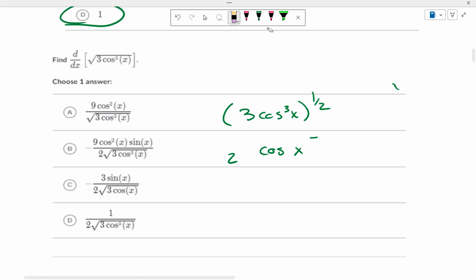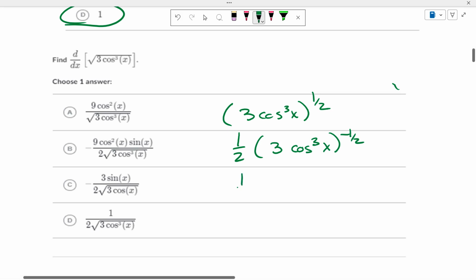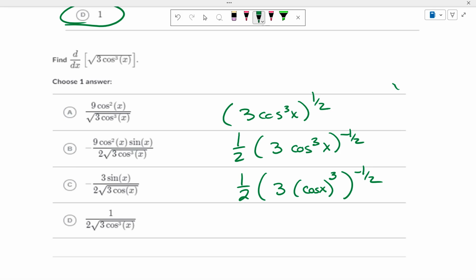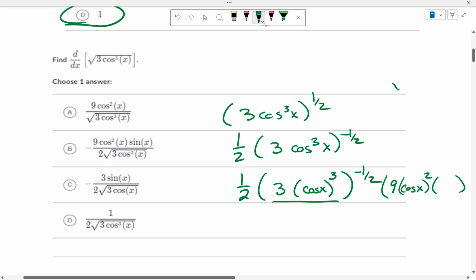Okay. The inside is sine and the outside is cosine. Let's start again. So it's 1/2 times 3 cosine cubed of x to the negative 1/2. Now we're going to rewrite this as 1/2 times 3 times cosine of x cubed to the negative 1/2. Okay, then we have to take the first derivative of the inside. Well, the inside would be this part. What's the first derivative of that? 9 cosine of x squared times the first derivative of the inside of this, which would be negative sine of x.